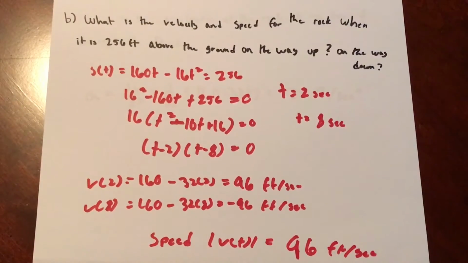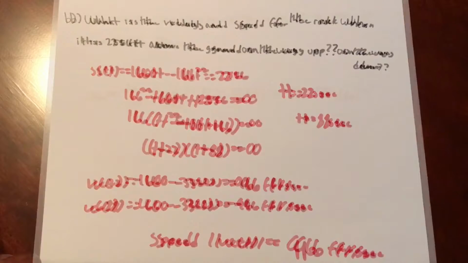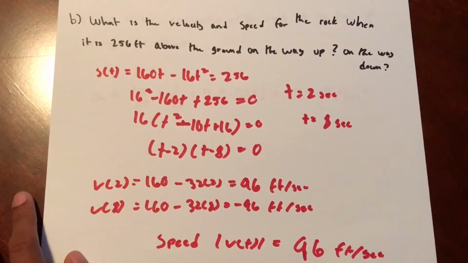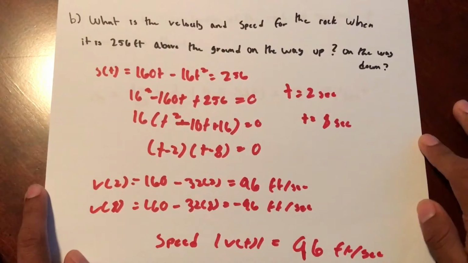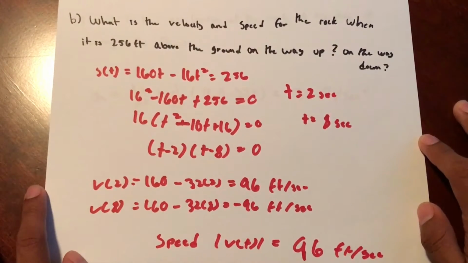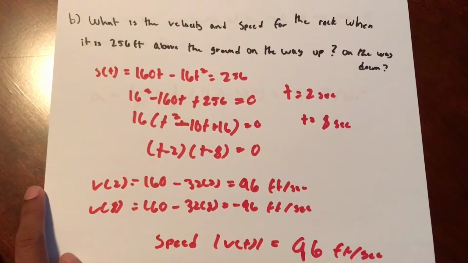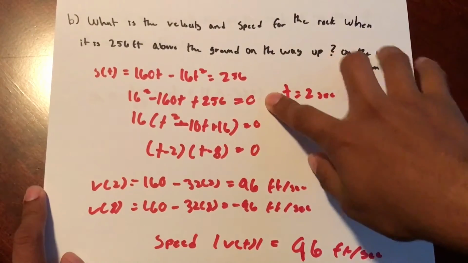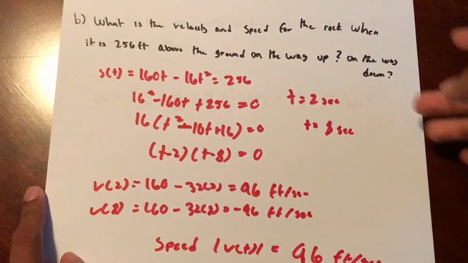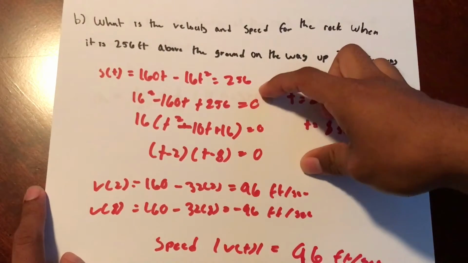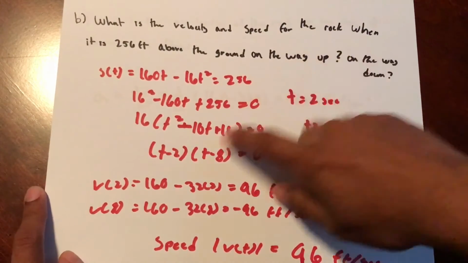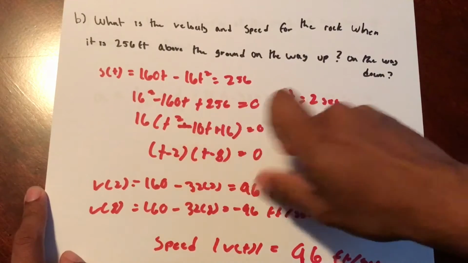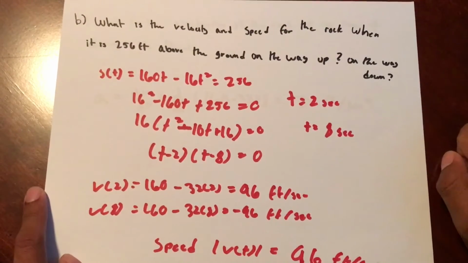Part B. What is the velocity and speed of the rock when it is 256 feet above the ground on the way up and on the way down? To solve this, we need to find the times when s of t equals 256. So s of t is equal to 160t minus 16t squared, which is equal to 256. Then we must move the 256 to the left side. So let me check that over. Then it'd be 16t squared minus 160t plus 256.